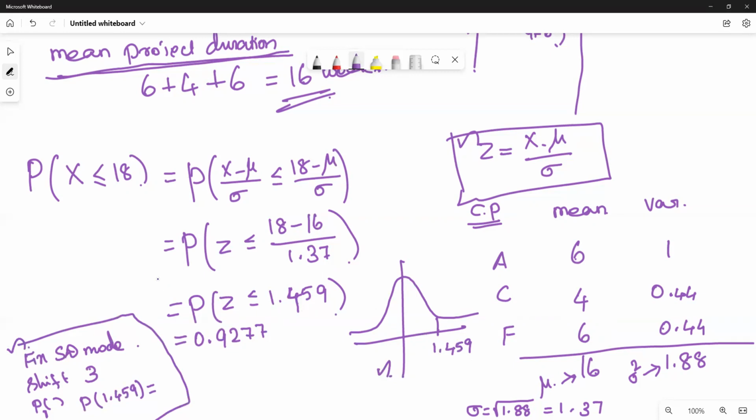Okay. So the probability of completing the project by 18 weeks is equal to 0.9277. In percentage, 92.7%. We will complete the project by 18 weeks. Clear? Thank you.